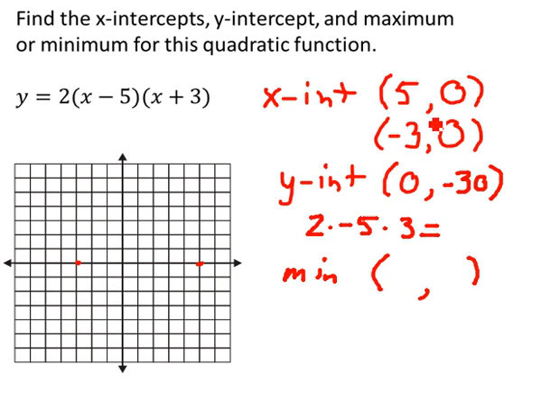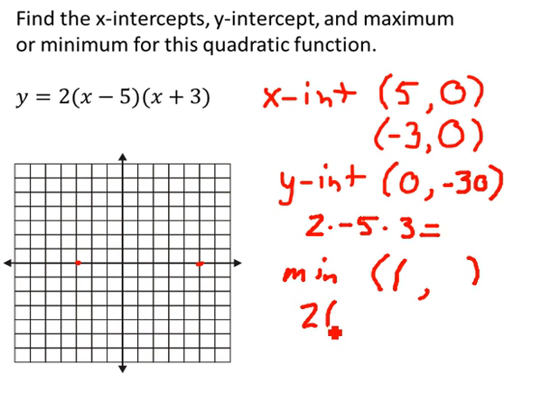Another way would be to average these two values. 5 plus negative 3 would equal 2, and 2 divided by 2 is 1. So our minimum is going to occur at an x value of 1. And then what we're going to do is what we did with the y-intercept. We're going to plug in that 1 for x.